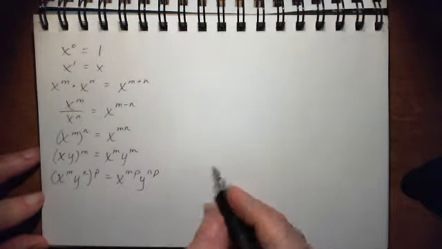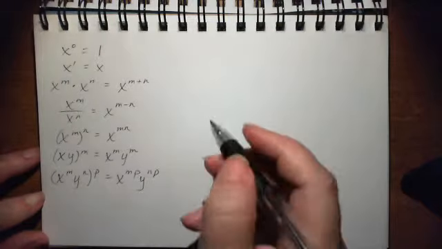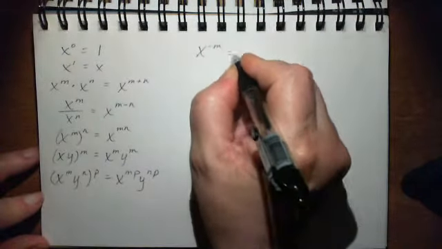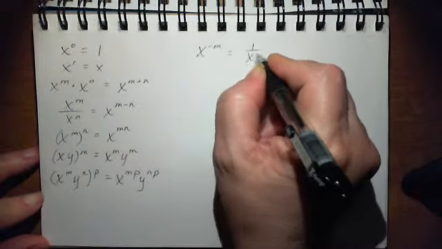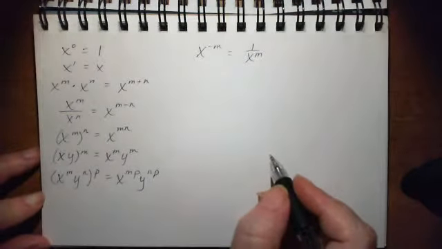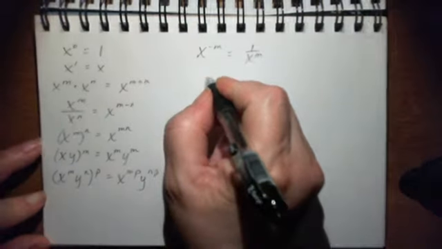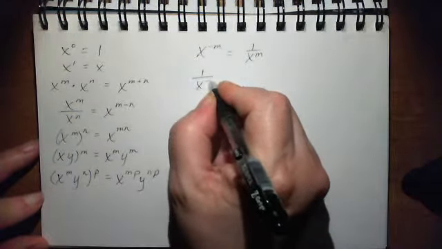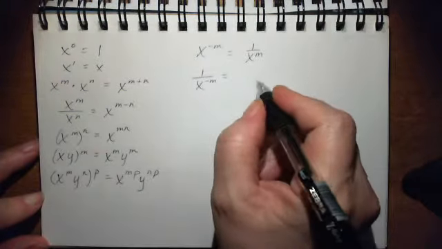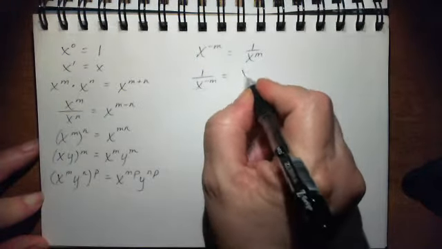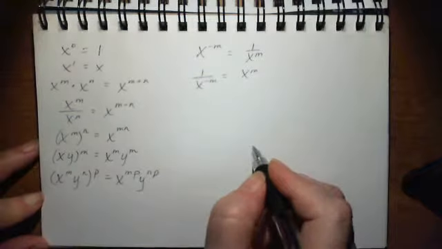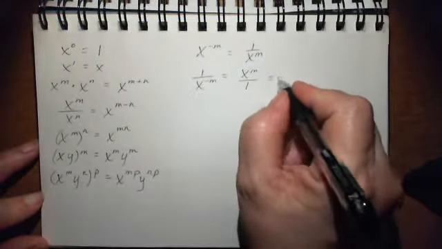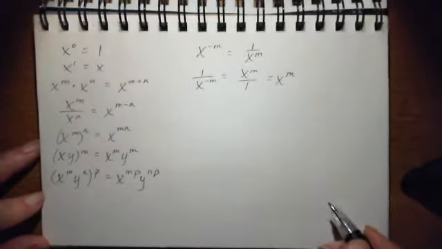Another rule of exponents has to do with negative exponents. X to the negative m power becomes 1 over x to the positive m power. In reverse, if we have 1 over x to the negative m power, that can become x to the positive m power over 1 using the reciprocals, which would just be x to the m power.